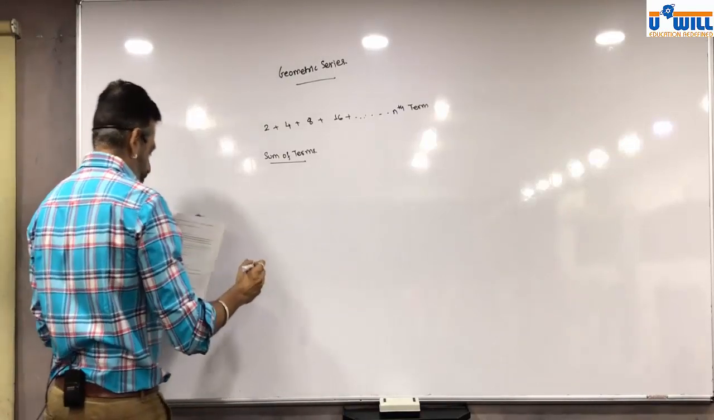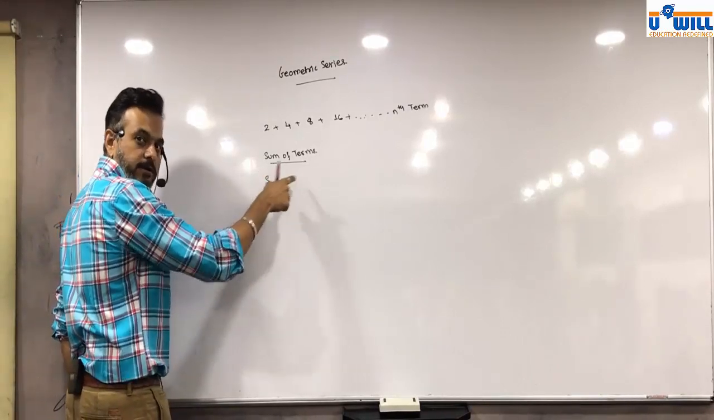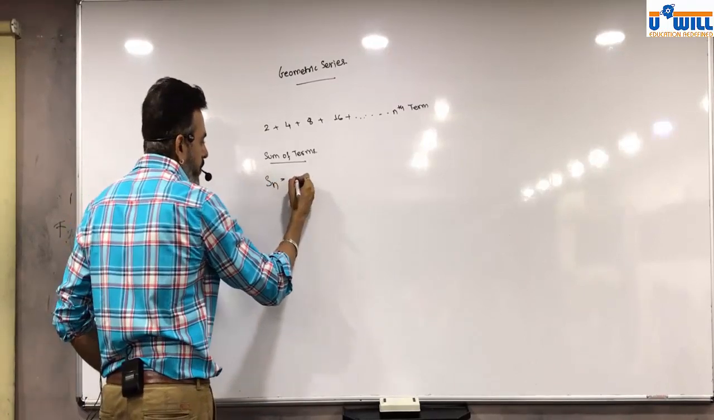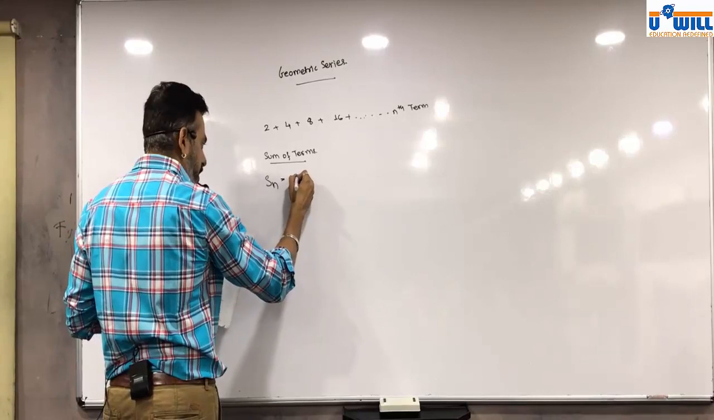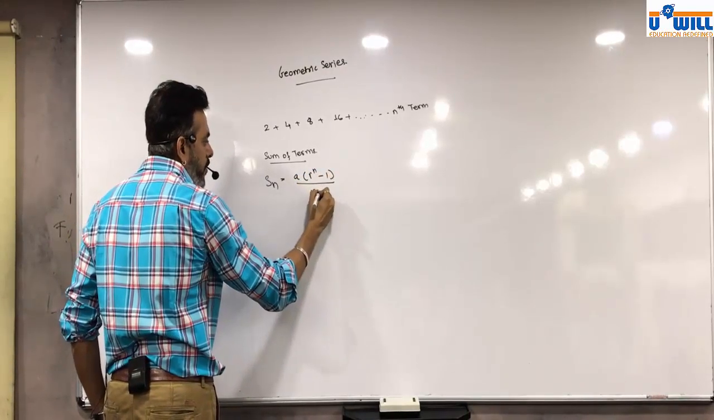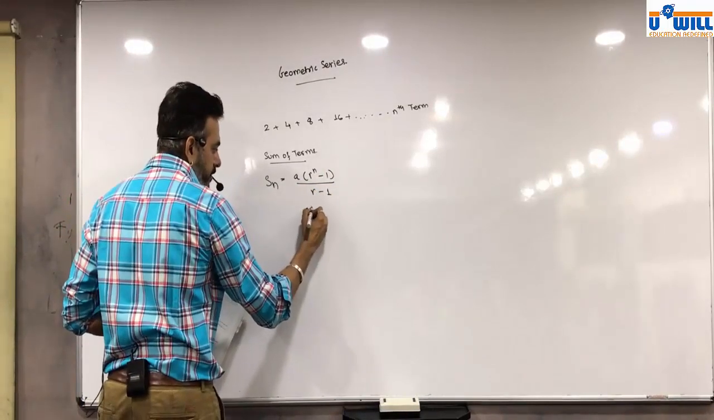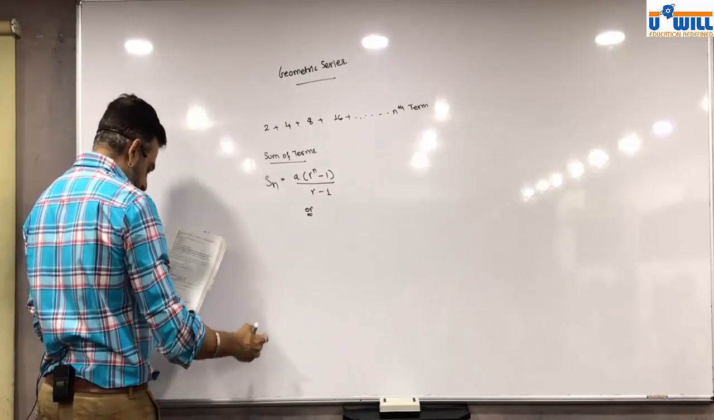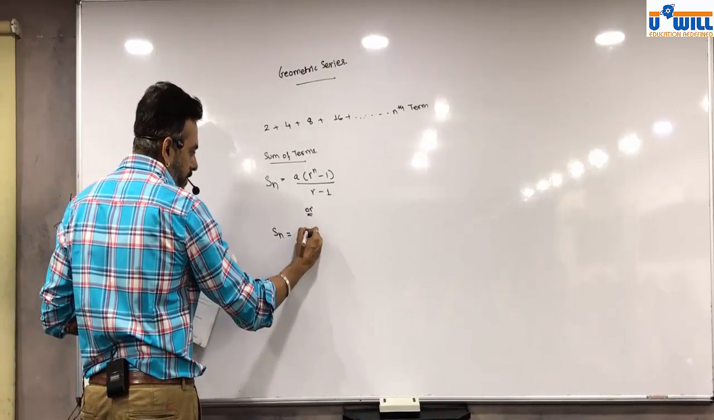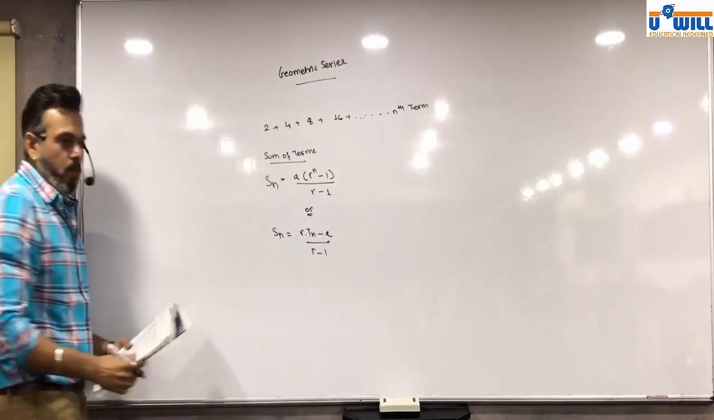The formula is Sn. What is n? Sum of n terms. It may be 1, 2, 3, or 4. Sn is equal to a into r raised to n minus 1 upon r minus 1. Or, in certain sums, I have seen this formula, though generally not so important: Sn is equal to r into Tn minus a upon r minus 1.